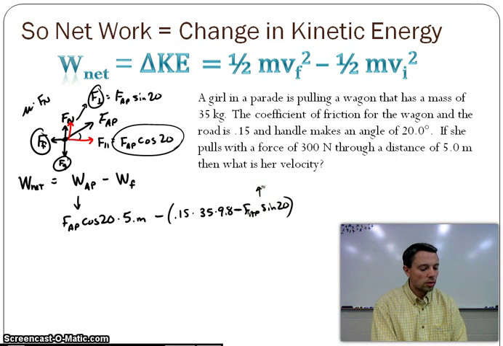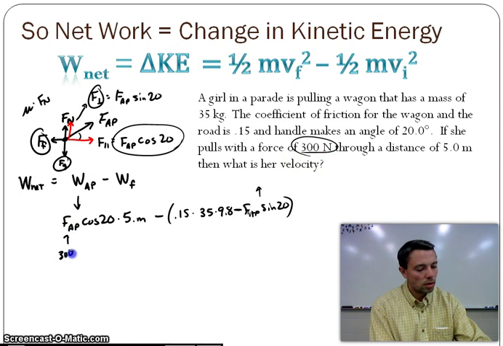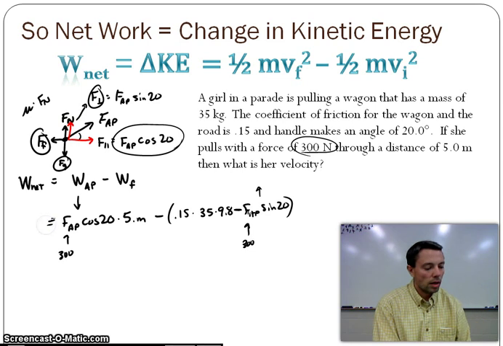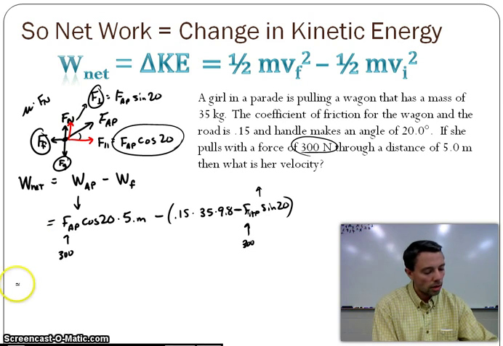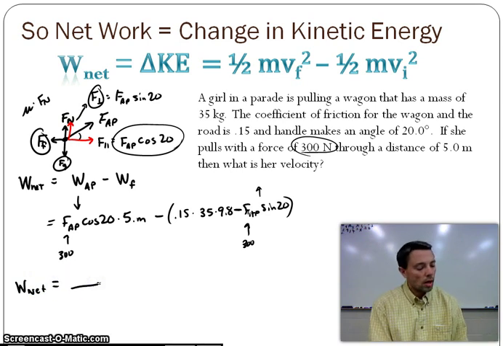Now the applied force is just a value that I have there. It's 300 newtons, so I would go ahead and plug in 300 newtons there, and plug in 300 newtons there, and then I could solve this, and this would give me my net work. Okay, so my net work is going to be equal to some number. And I'm going to leave it blank, and I'm going to let you do this on your own. But that'll give me some value in joules.